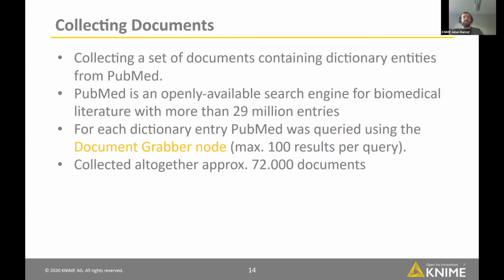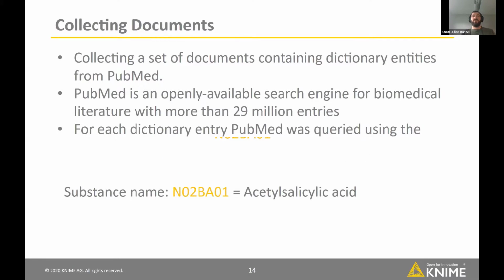So back to the document collection. After defining our set of drug names, we can finally start to collect these documents. In this case, we download documents from PubMed. PubMed is an openly available search engine for biomedical literature with more than 29 million entries. And for each dictionary entry, PubMed will be queried using the document grabber node. I will show you the workflows later.